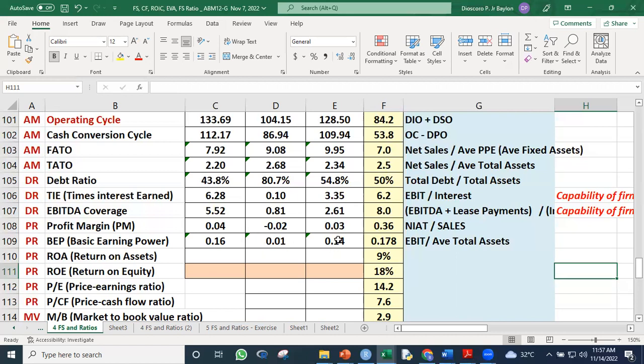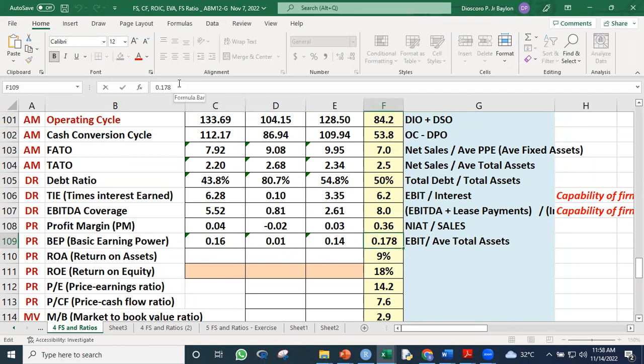So, 2019 it was 14 centavos for every peso of asset. And then 2020 talagang affected, no? Bagsak talaga. 0.01. And then noong 2021 naka-recover naman, naging 0.16. So among the 3 years ang pinakamalaking basic earning power is in 2021. But it pales in comparison.